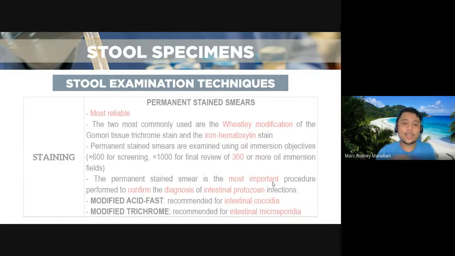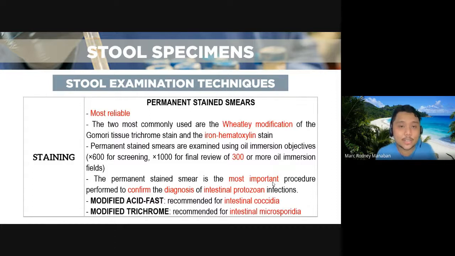Now we go to the next stool examination technique, and that is your staining methods. If I recall, yesterday I mentioned that your O&P examination, ova and parasite examination, is composed of three parts. The first is the preparation of your direct wet smear, followed by your concentration techniques, and lastly, the preparation of your permanent stain smears. As I've emphasized, permanent stain smears are our means to confirm intestinal protozoan infections, because that's where we can really see the protozoa, since we apply color to them. So the nuclear structures and morphology are more visible, and that's what we use in identifying them.